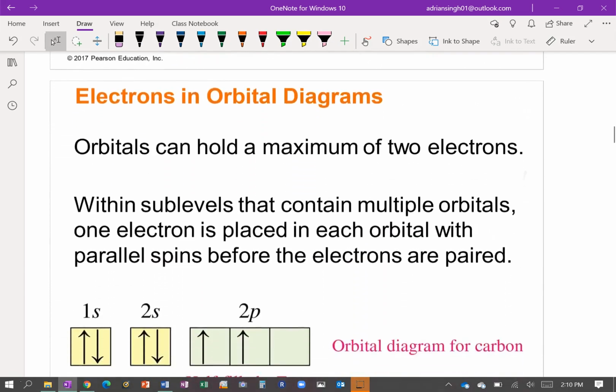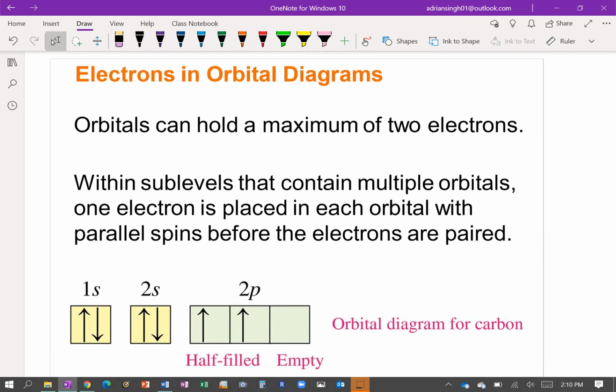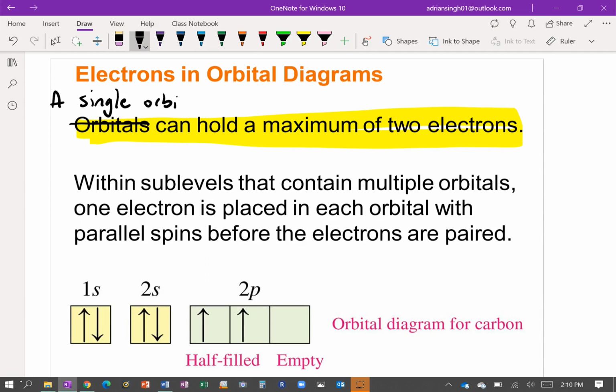All right, so a couple of things to also keep in mind. Remember, we talked about this in the last section. Your orbitals can only hold a maximum of 2 electrons, right? A single orbital, let's clarify that. A single orbital can hold a maximum of 2 electrons. So when you have multiple orbitals, well, then you just multiply how many orbitals you have times 2 to tell you how many total electrons they can accommodate.